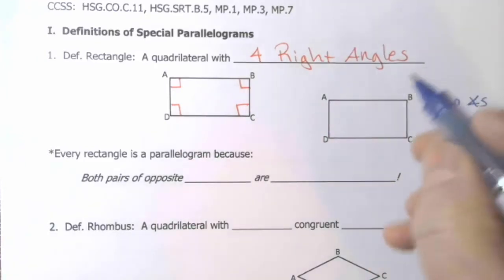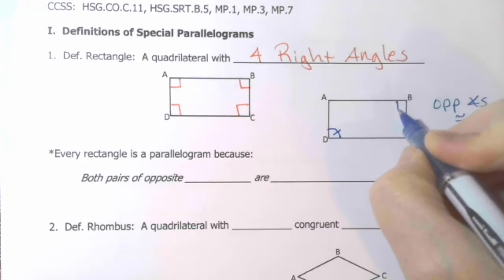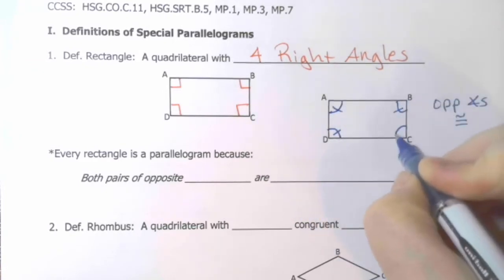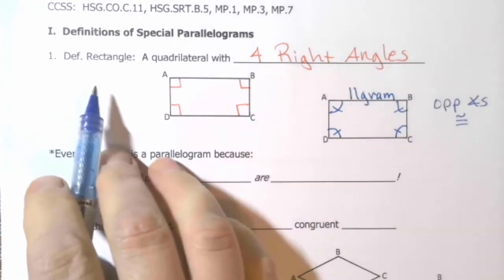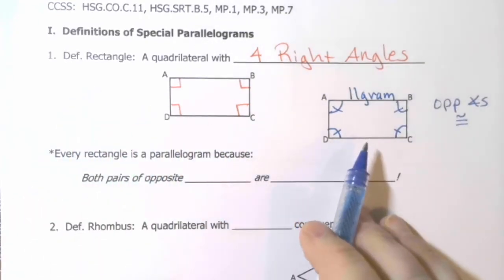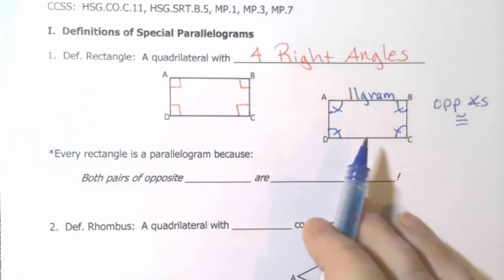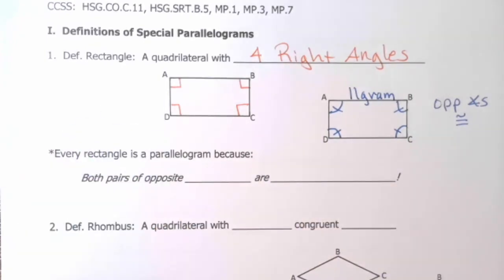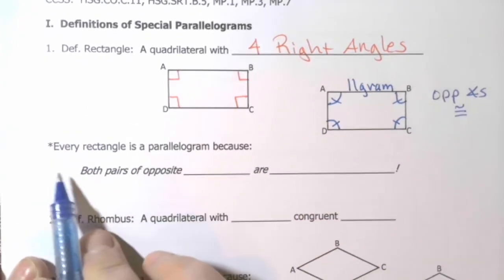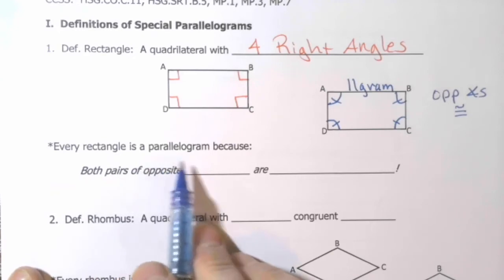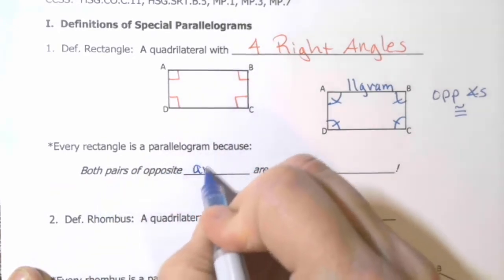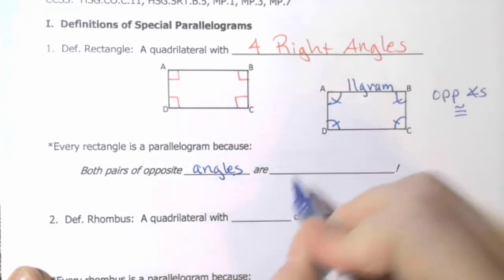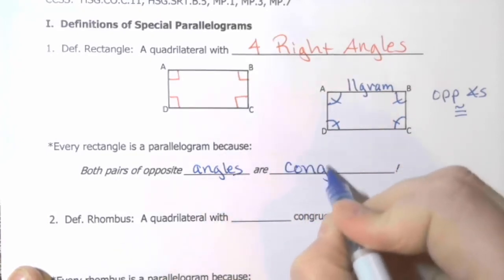And we have a theorem that says if opposite angles are congruent, then we have a parallelogram. So rectangles are also parallelograms, and all the theorems that go with parallelograms can be used with rectangles. Again, every rectangle is a parallelogram because both pairs of opposite angles are congruent.